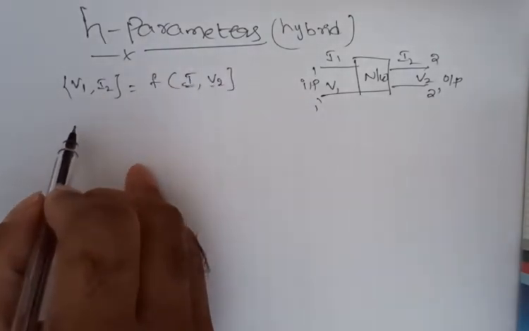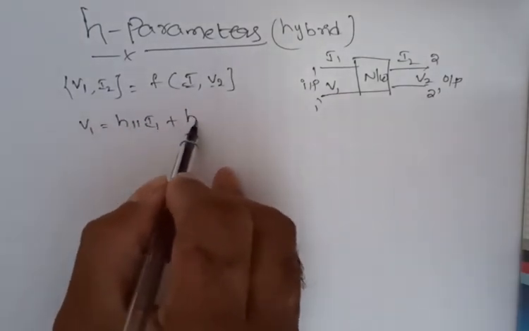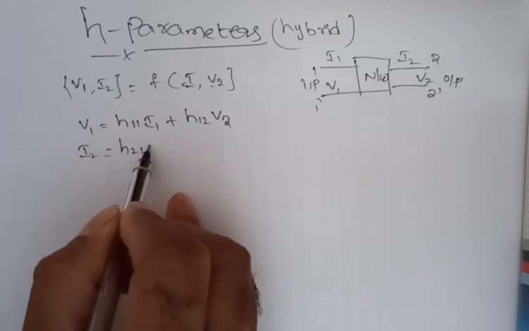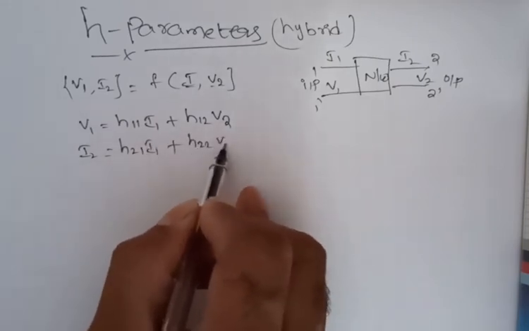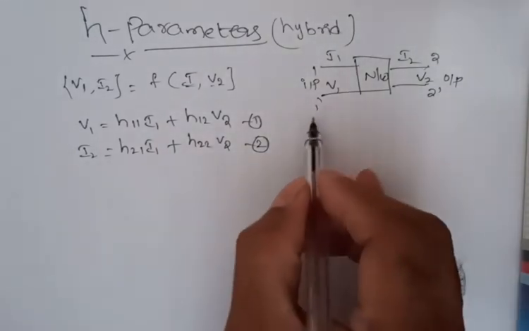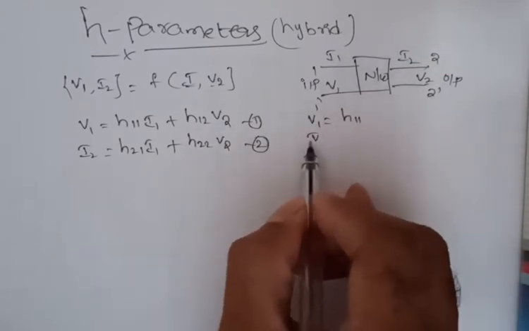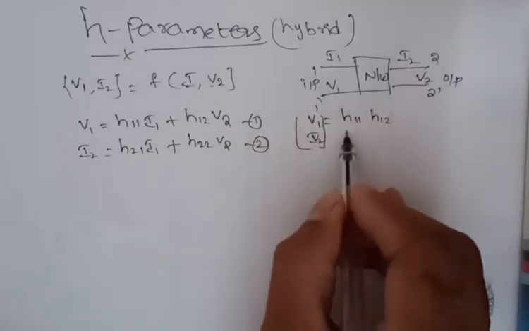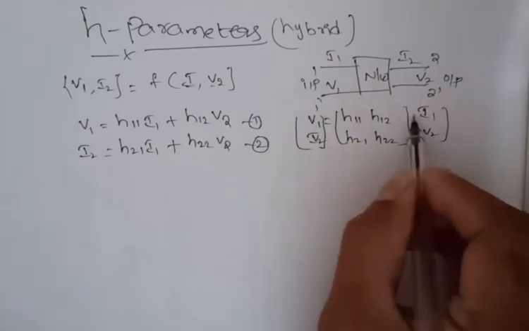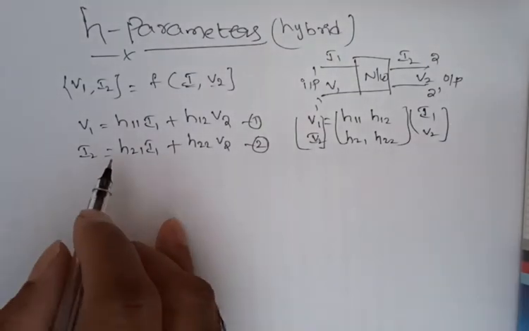Now if you write the mathematical equations, V1 is equal to H11 I1 plus H12 V2, and the second equation, I2 equals H21 I1 plus H22 V2. Let us assume these are equations 1 and 2. In matrix notation we can also write: V1 and I2 on the left hand side, the matrix H11, H12, H21, H22 on the right hand side, multiplied by I1 and V2. So now the individual H parameters can be defined.